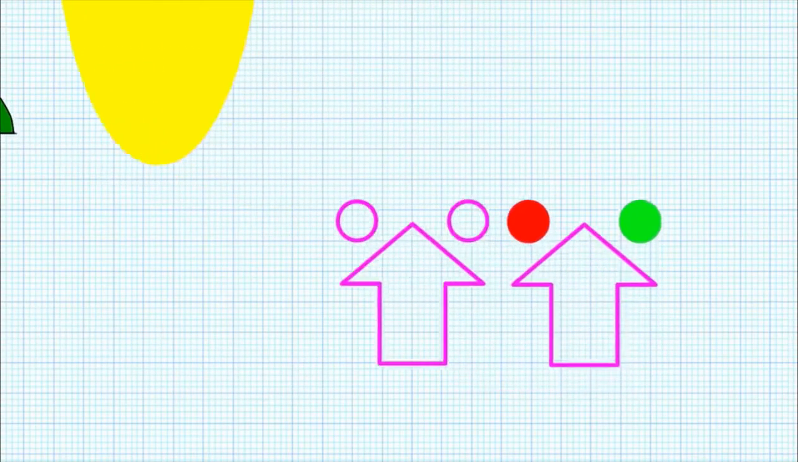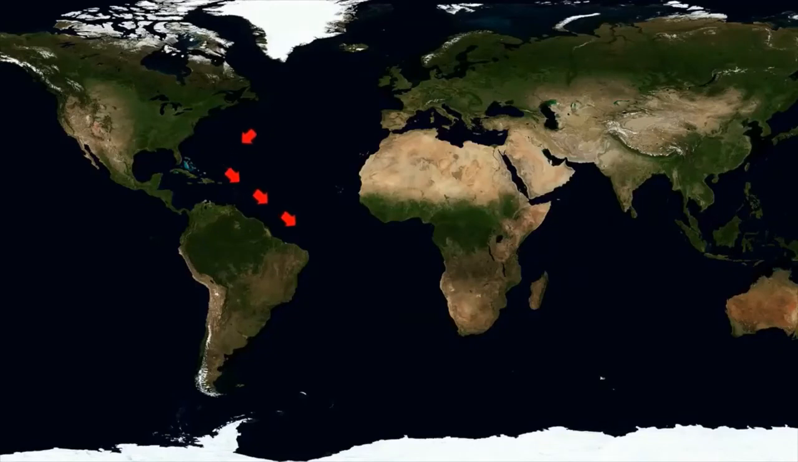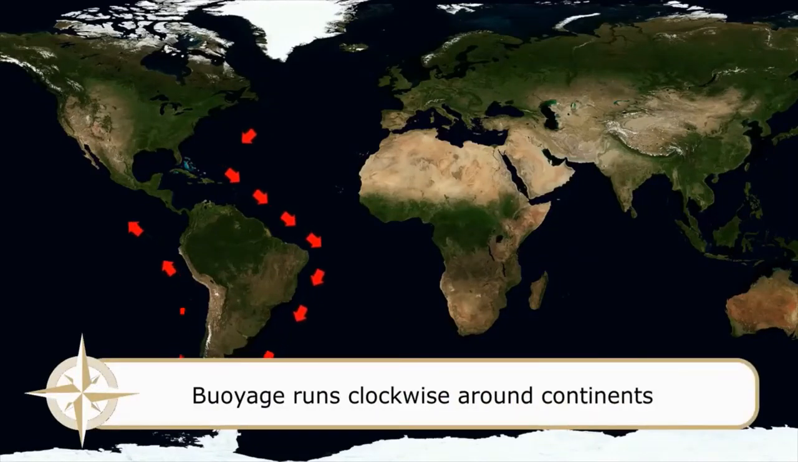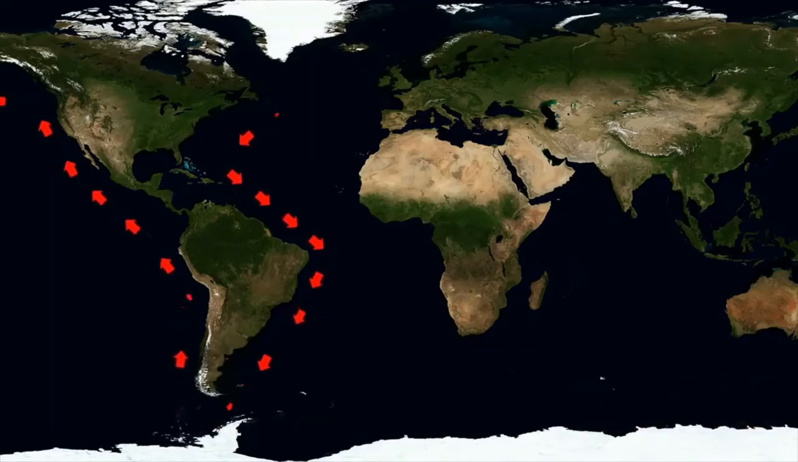Now, as we've said, direction of buoyage on a chart is indicated by these two symbols. But there are also other ways to tell. If we look at it on a world scale, direction of buoyage runs clockwise around continental land masses. I've illustrated here around the North and South American continents the way that direction of buoyage actually runs.